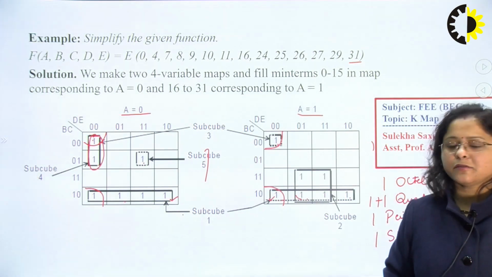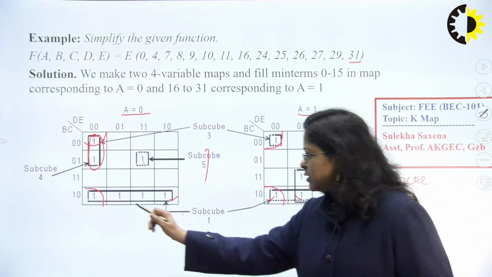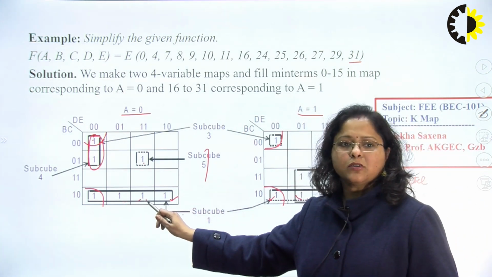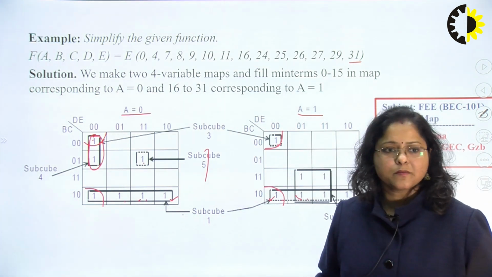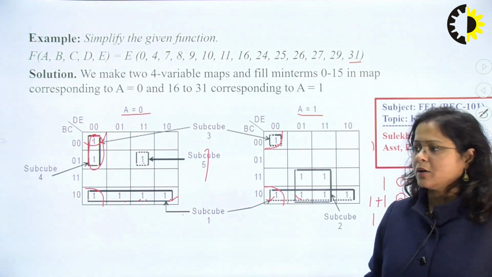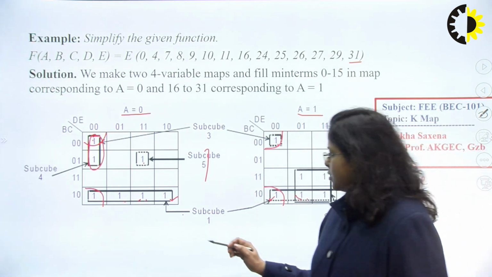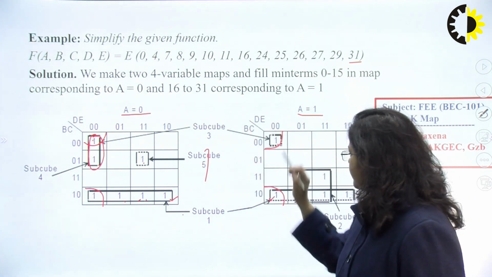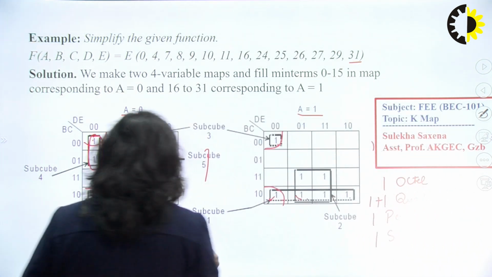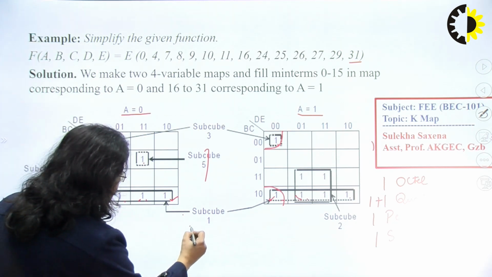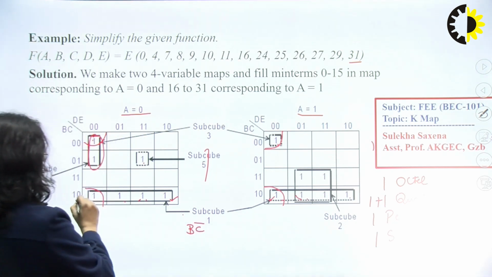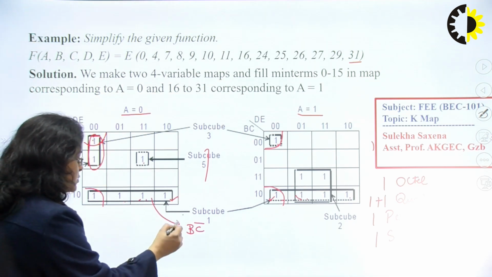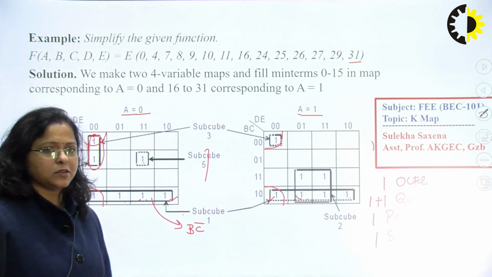According to this grouping, we can see that there are 2 more quads, but these are redundant because these 4 ones are already grouped in the octet. So now we can easily find the expression. For this quad, as we are taking from both the groups, A bar and A will be cancelled out. So the resultant value will be B C bar from the left side, and from the top side all the values will be cancelled out. So for this octet the value will be B C bar.